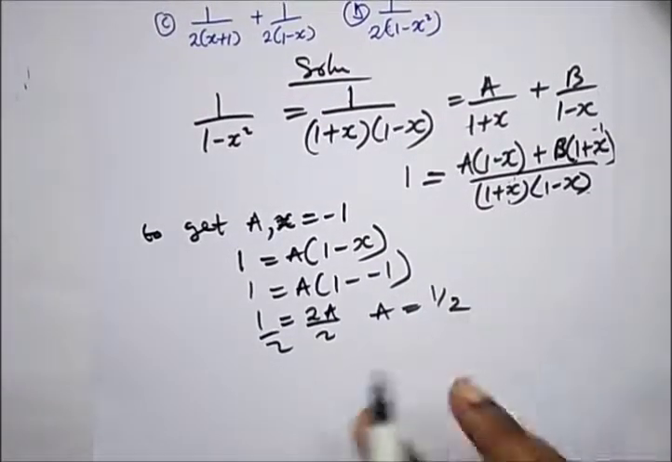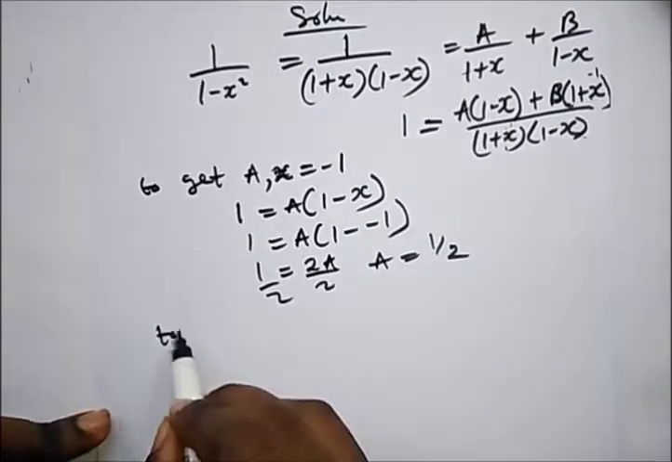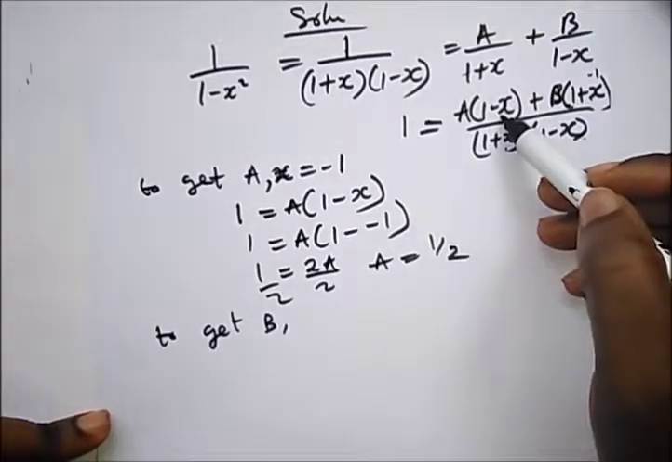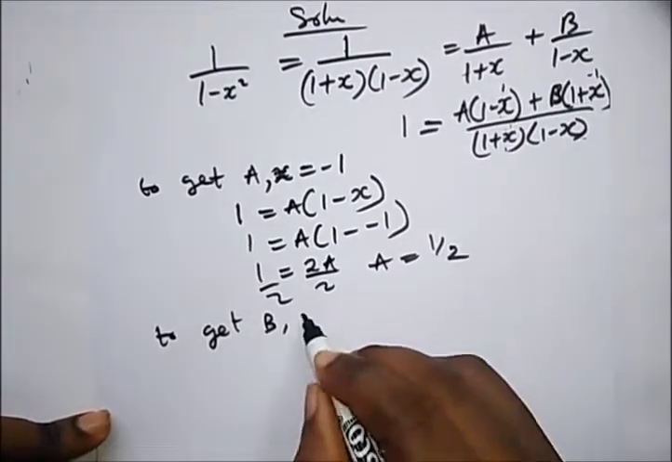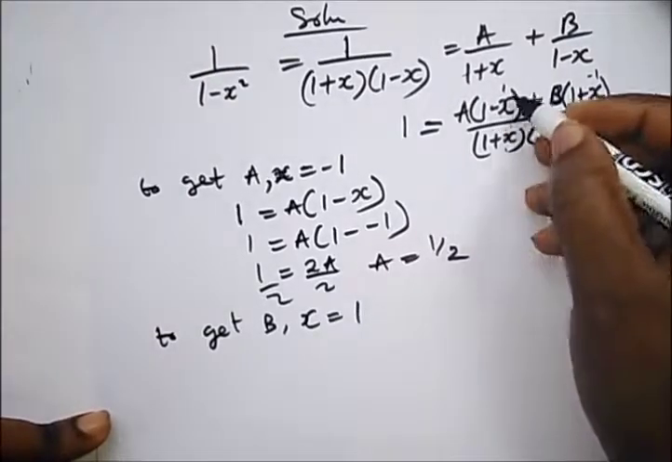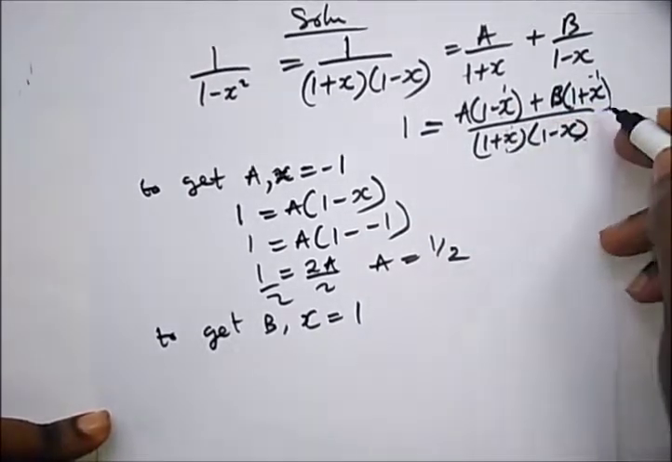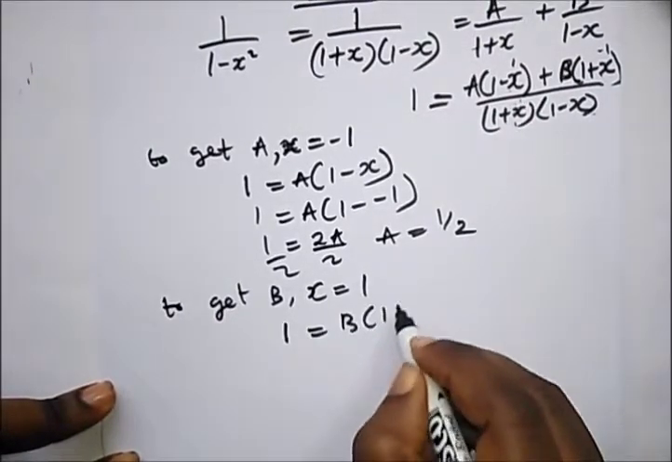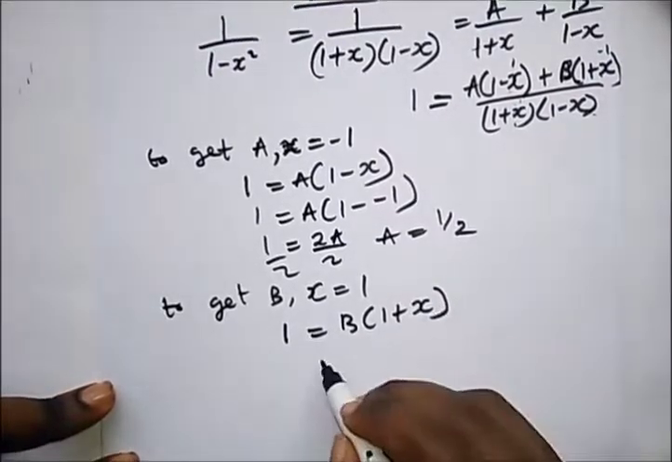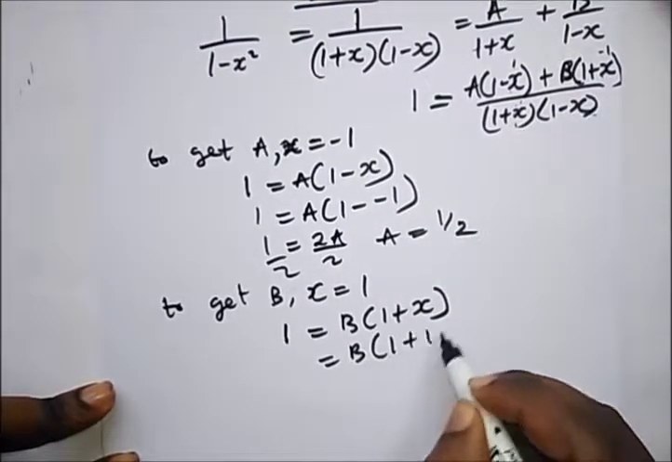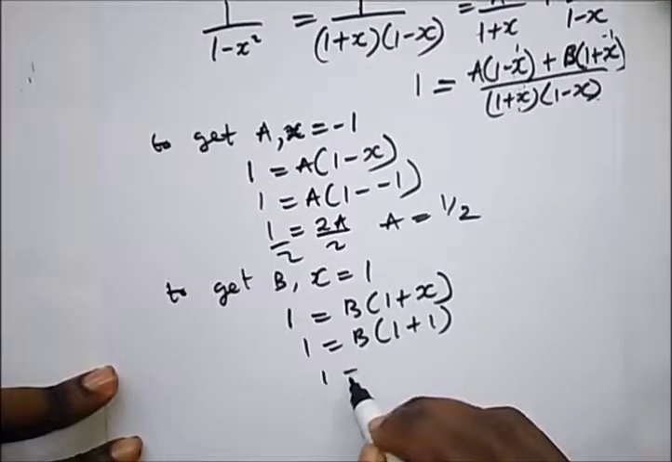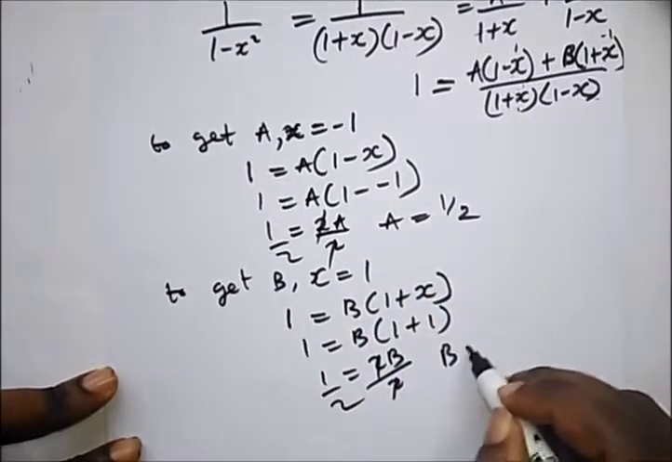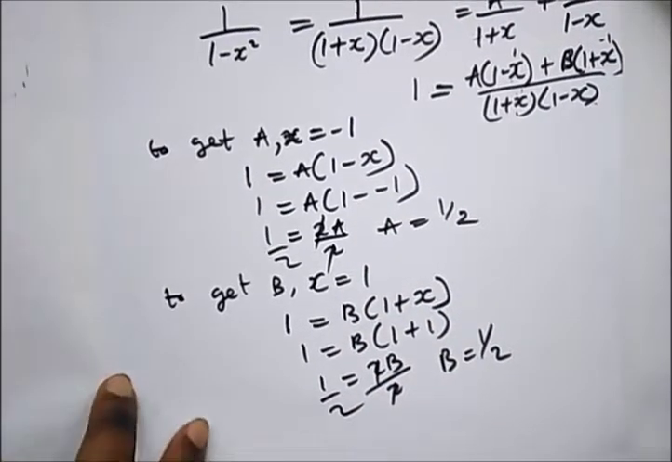Half. Now to get B, what do we do? We have to cancel out A. And to cancel out A, all we need to do is just introduce a positive 1. This will be 0, and the denominator, all the values there will be 0. So we are left with 1 is equal to B bracket 1 plus x. So putting 1 into here, we have B bracket 1 plus 1, which is 1 is equal to 2B. Looking for B, B is equal to half.